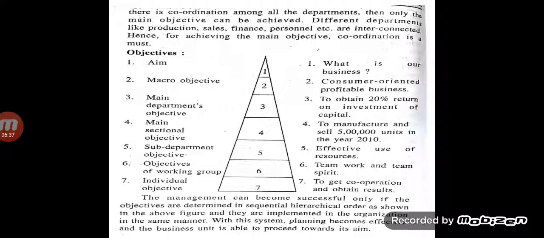The management can become successful only if the objectives are determined in sequential hierarchy order as shown in the above figure, and they are implemented in the organization in the same manner. With this system, planning becomes effective and the business unit is able to proceed towards its aim. So this is about the hierarchy of objectives.